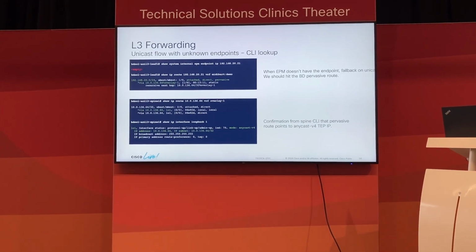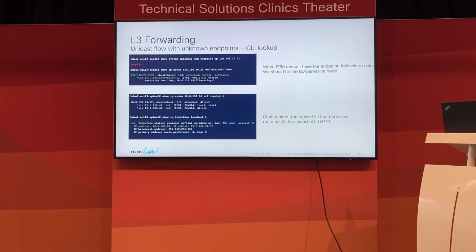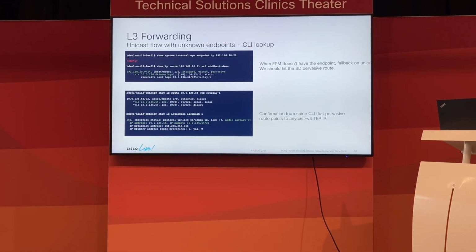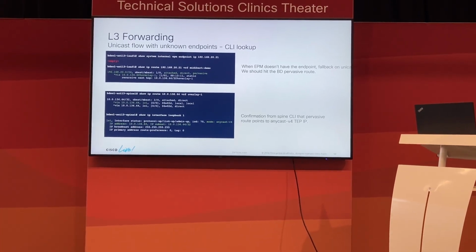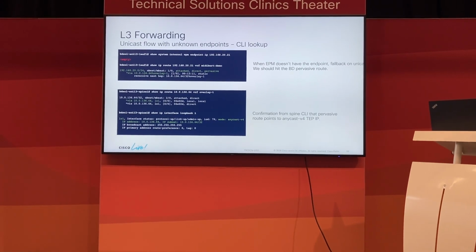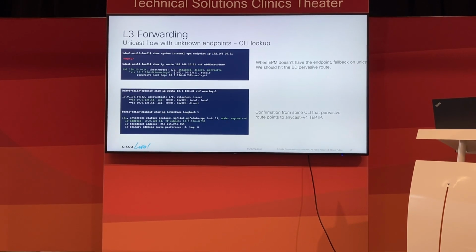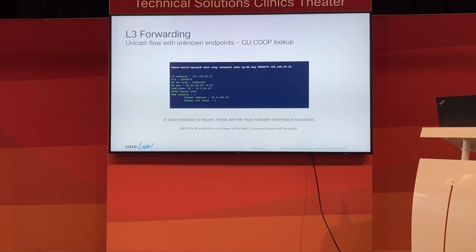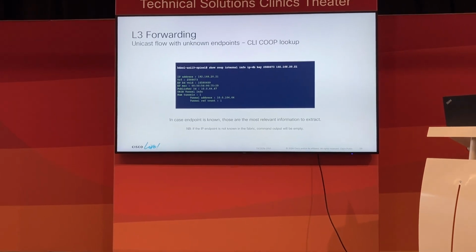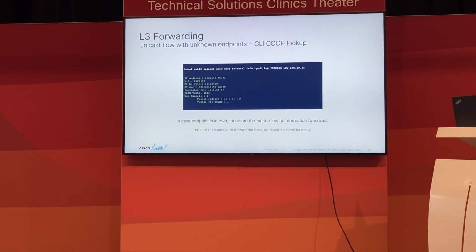How can we verify that? I still use the same mechanism. Log into a spine, check the routing table, where does it lead me? Checking on the spine routing table, we can see that it's a local loopback, and this local loopback is actually our Anycast v4 loopback, so that's a win. For the COOP database on the spine, this is the command to query for an IP this time.